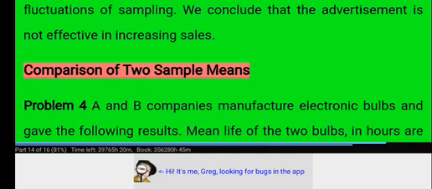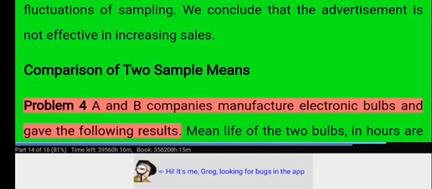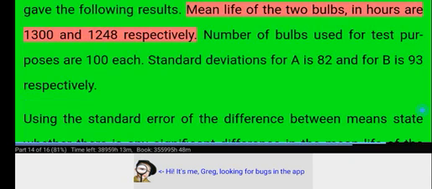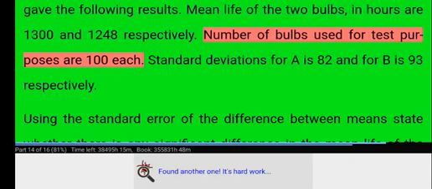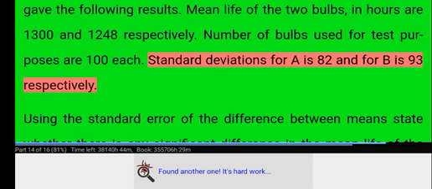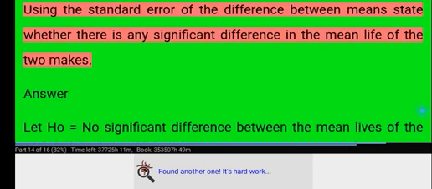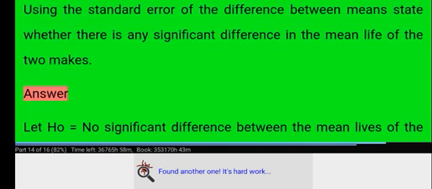Comparison of two sample means. Problem 4. A and B companies manufacture electronic bulbs and gave the following results. Mean life of the two bulbs, in hours, of 1300 and 1248 respectively. Number of bulbs used for test purposes are 100 each. Standard deviations for A is 82 and for B is 93 respectively. Using the standard error of the difference between means, state whether there is any significant difference in the mean life of the two makes. Answer.